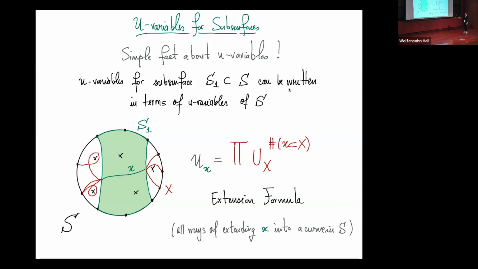So if I have a curve little x inside S1, then its u variable can be written in terms of the u's of the big surface as just taking the product over all the ways of extending little x into curves on big S. So here's just in red some possible ways of extending little x into big S. So more technically, we just take the product over all the curves on the surface of their u variables raised to the number of times that little x is contained inside big X. And this is what we call the extension formula.